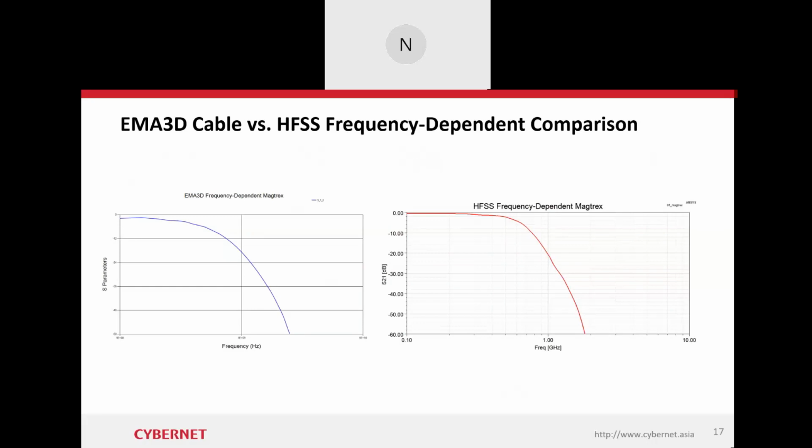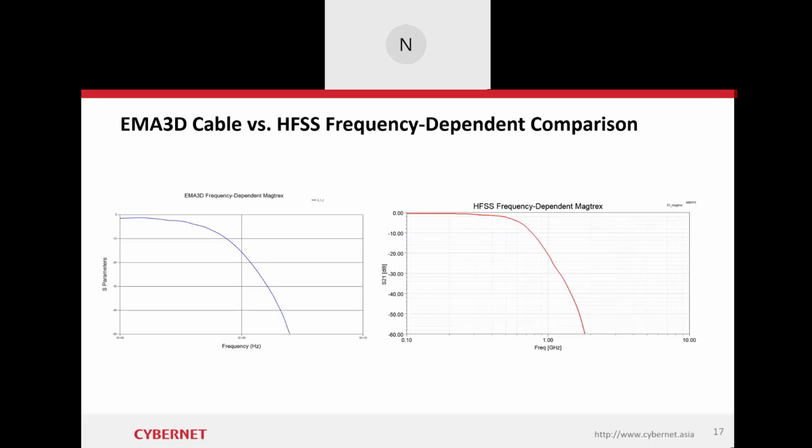There is good agreement between each other, and there is nothing to worry about with the EMS 3D. It has great accuracy and is more efficient than doing the same simulation with HFSS, because the model of the cable will be complex, and there are some insulations, and something that will be hard to model in HFSS.